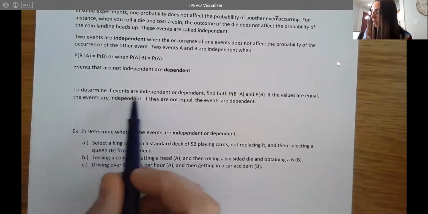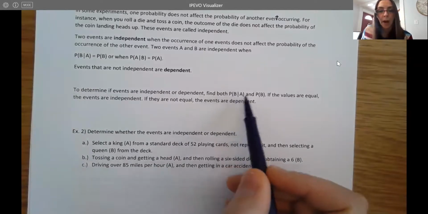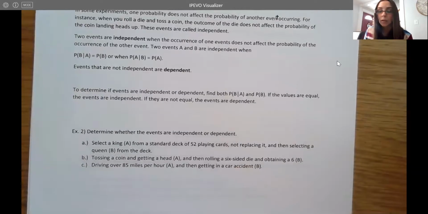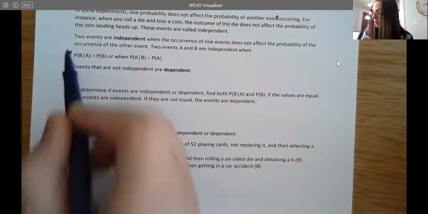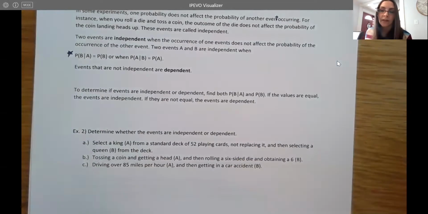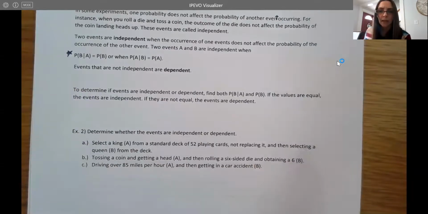Now, to determine if events are totally independent or dependent, we can find the conditional probability and the other regular probability and see if they're the same. So we can use this idea here for independence. If the conditional and the regular probability are the same, then our events are independent. If they're not the same, then you have dependent events because that event A is affecting event B here. All right, let's do some examples. I think it'll make more sense.